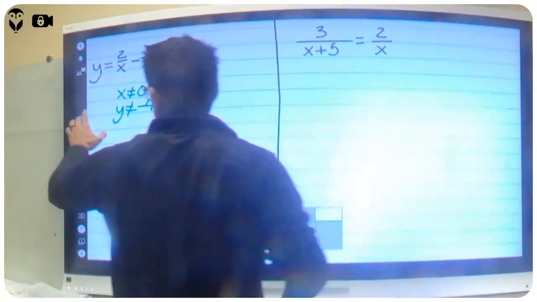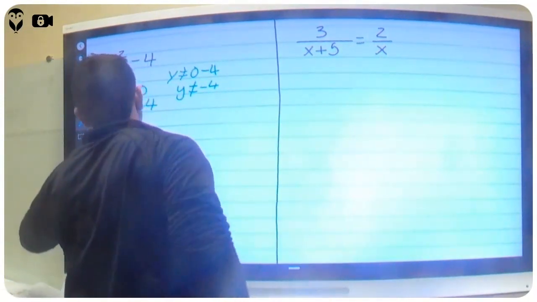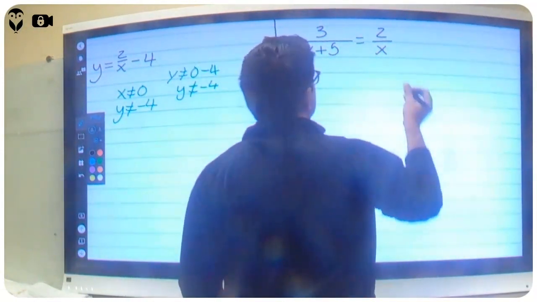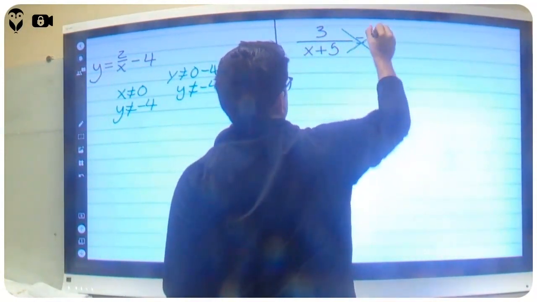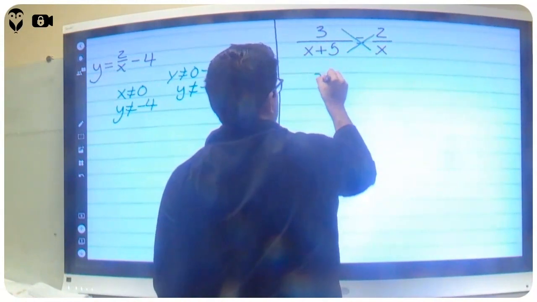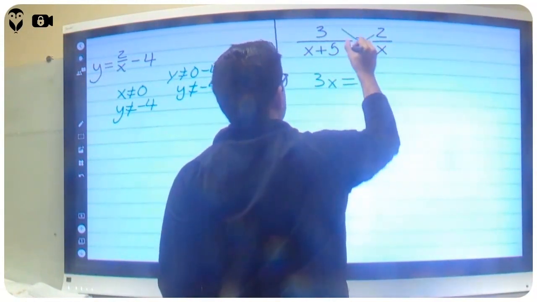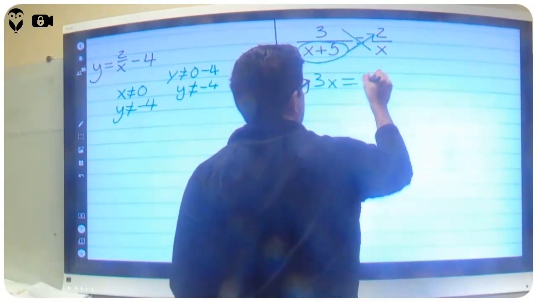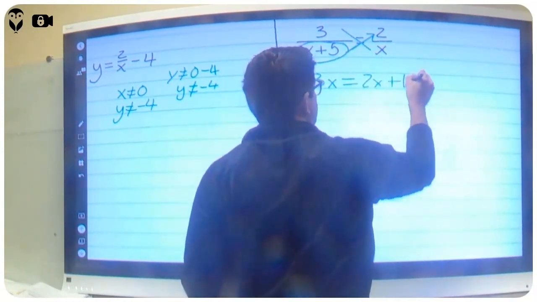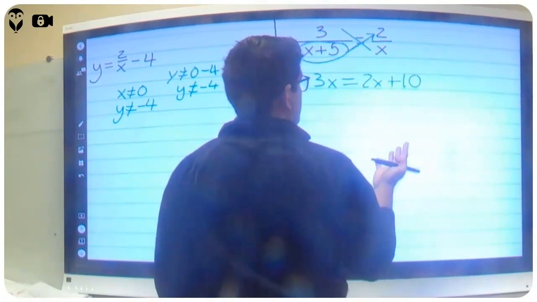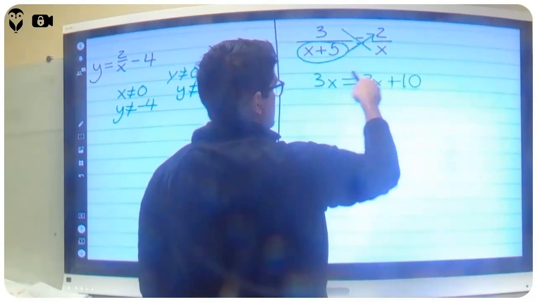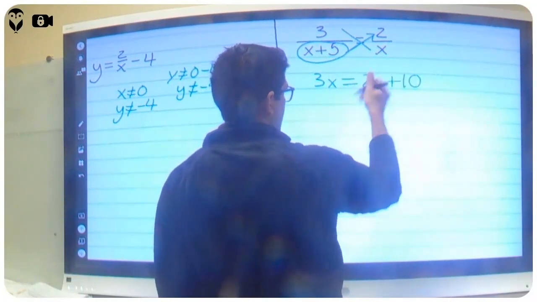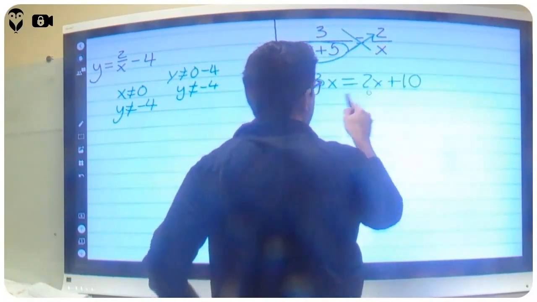Now shifting over, here's this one. When you have a fraction equaling a fraction, the easiest way to do this is to cross multiply. So 3 times x makes 3x, and that's going to equal 2 times all of this, which is 2x plus 10. Now we just have to leave x by itself. We're going to leave the number on one side and the x on the other side. So minus 2x would be our next step.